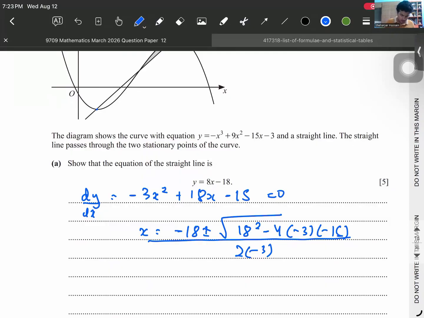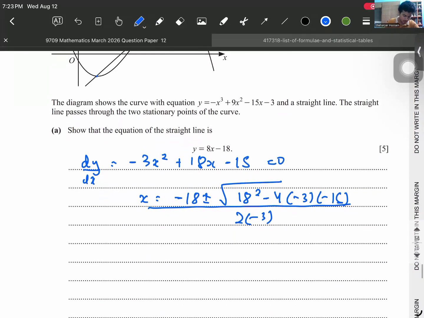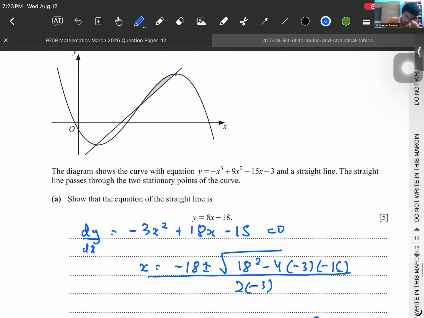So what do we get? We get 18 squared minus 4 into 3 into 15. Let me just find out the values. The value of x that we are getting is either 1 or 5. So presumably this is 1 and this is 5.